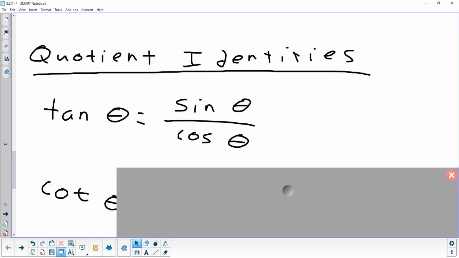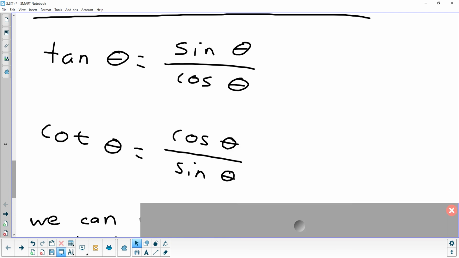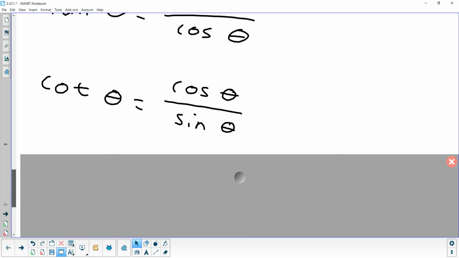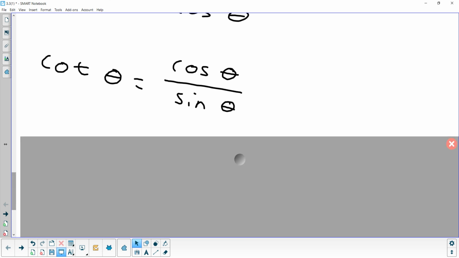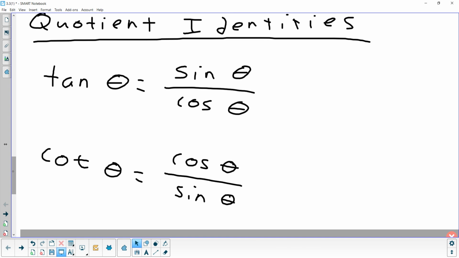All right. So tangent is sine over cosine. Anyone have a guess what cotangent is? Yep, it's x over y, which would be what over what? Cosine over sine. Okay, and those are called the quotient identities. And that's the only two.